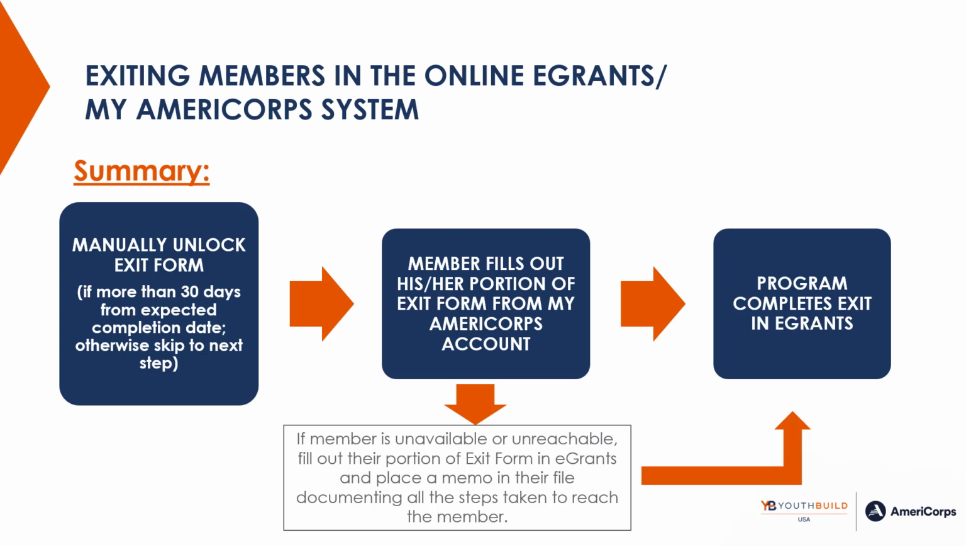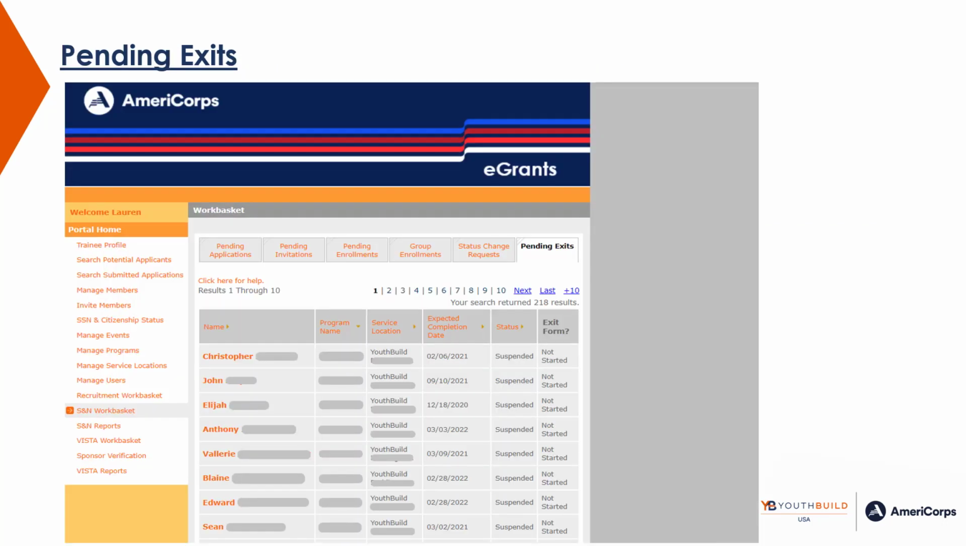Now, as you can see on this flowchart, there is an option available, if absolutely necessary, for staff to push forward and exit in eGrants themselves when a member is unavailable or unreachable. And of course, I will detail each of these steps more as we move forward. So let's get into eGrants and start this process.